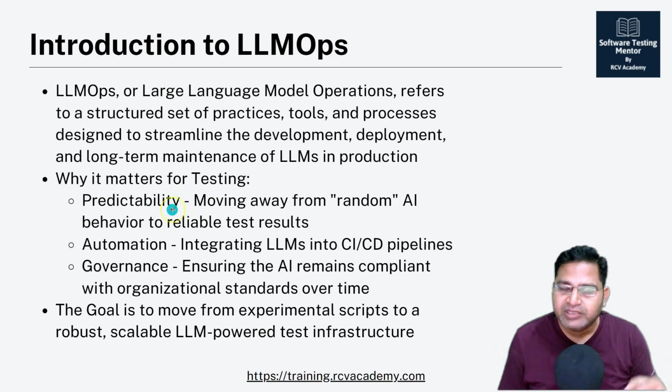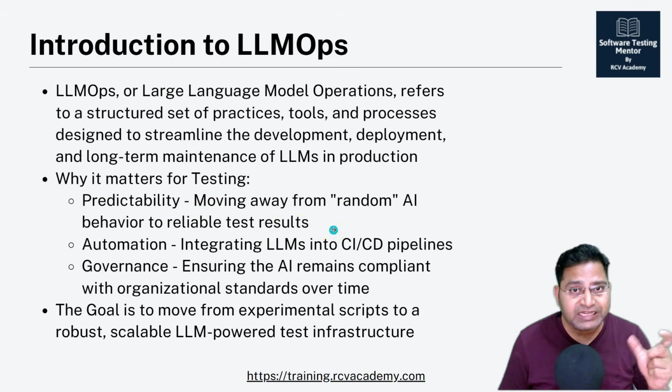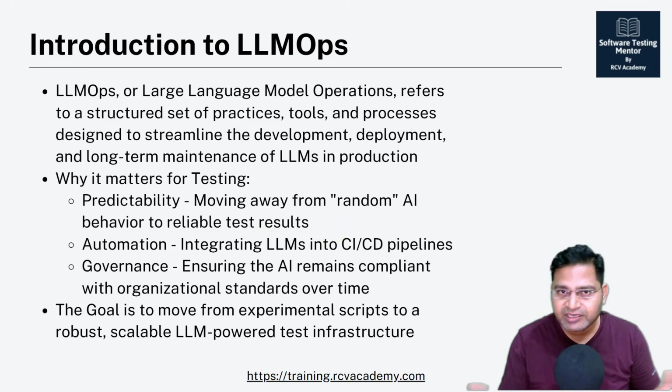It matters because of predictability, moving away from random AI behavior to reliable test results. You will develop, fine-tune, then test the model to see whether it behaves as expected. Then you will deploy, and also have a process for maintenance. Another importance of LLMOps is automation. It integrates LLMs into the CI/CD pipelines, like DevOps. Governance: it ensures the AI remains compliant with organizational standards over time. The goal is to move from experimental scripts to robust, scalable LLM-powered test infrastructure. That's where LLMOps becomes really important.